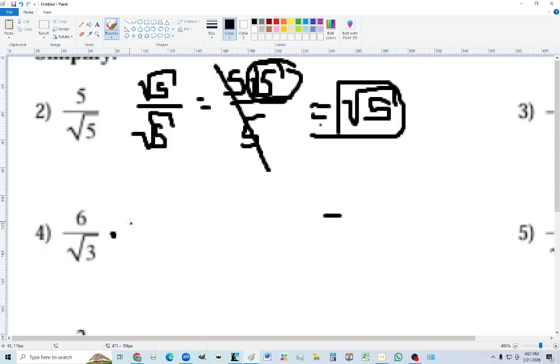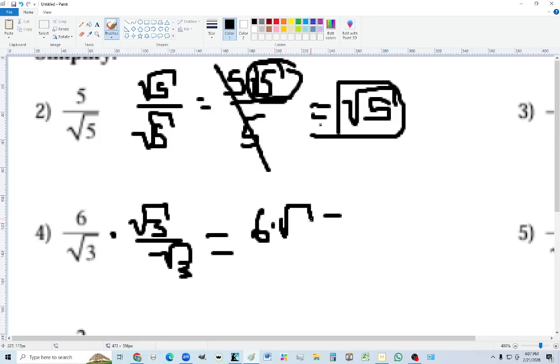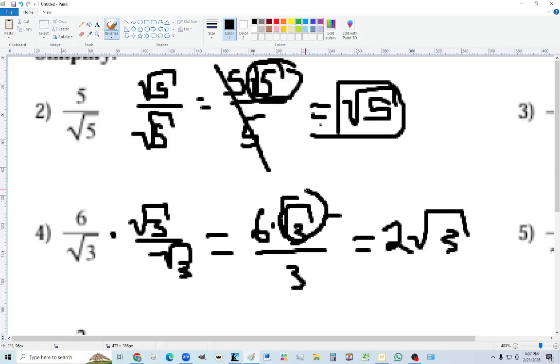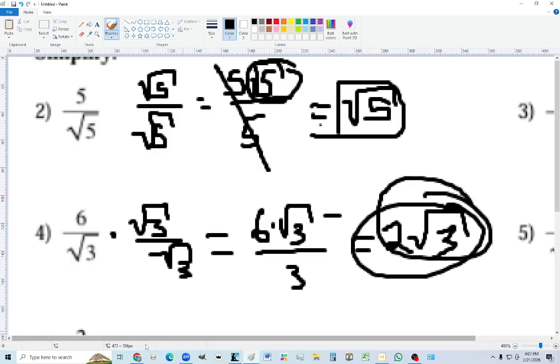So here we're multiplying by square root of 3 over square root of 3. And up top, you simply get 6 times the square root of 3. And down at the bottom, you get 3. But 3 goes into 6 2 times. So you get 2 times the square root of 3. Please note, only square roots can divide other square roots, and only whole numbers can divide whole numbers. They don't mix. You can't cancel this 3 here. So this is the simplified exact answer.